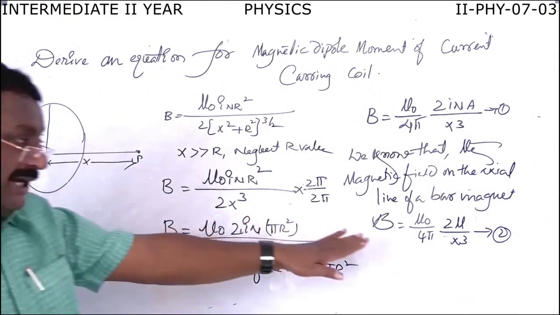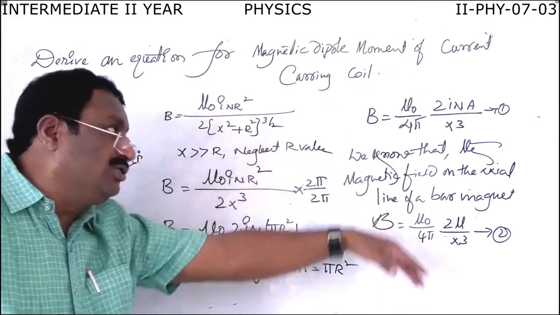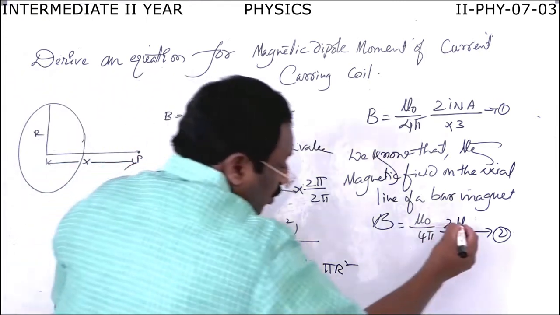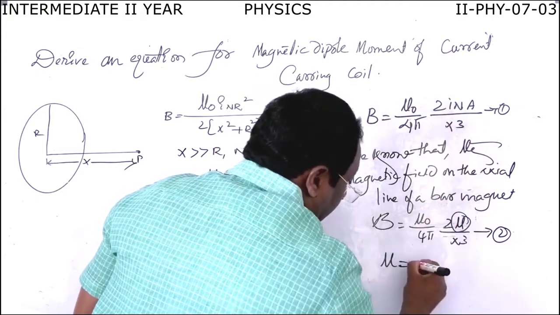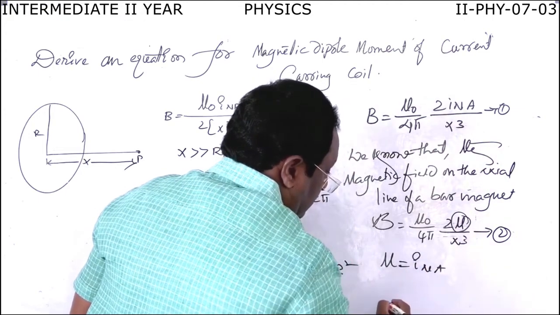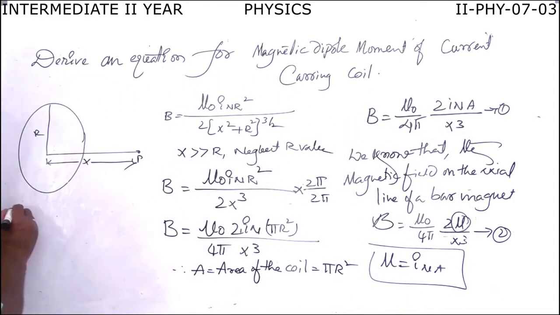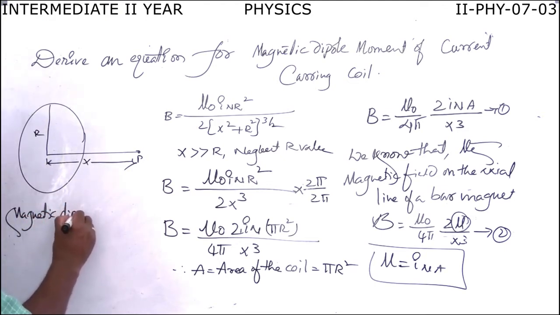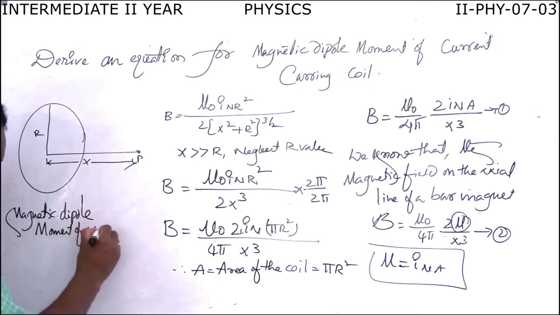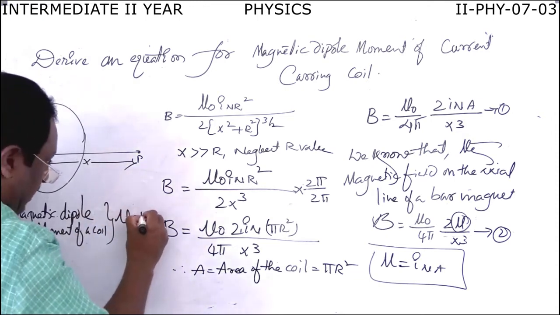So this is for a bar magnet, 2 mu by x cube. On comparison, if both are compared, here mu is equal to what? Magnetic dipole moment. So mu becomes INA. Therefore, mu is equal to the magnetic dipole moment. So the magnetic dipole moment of a coil, mu is equal to INA.